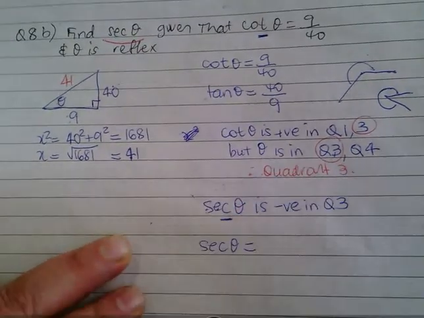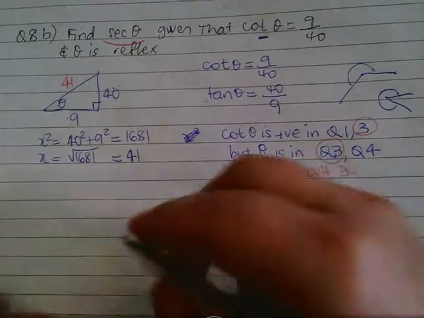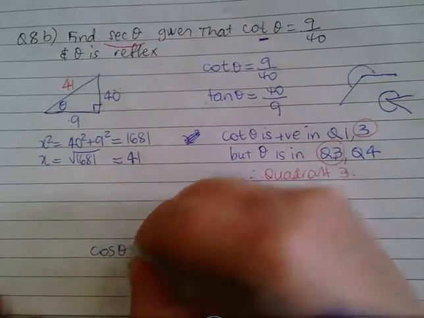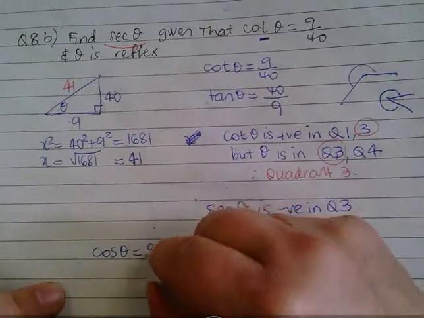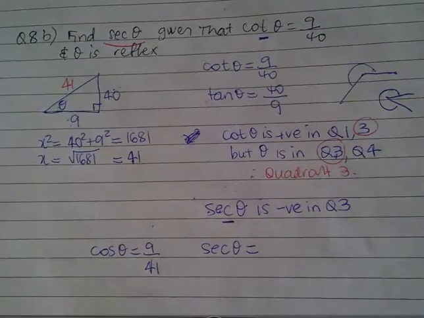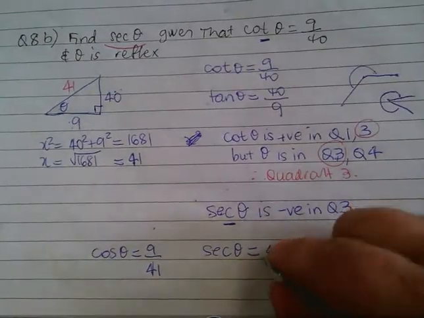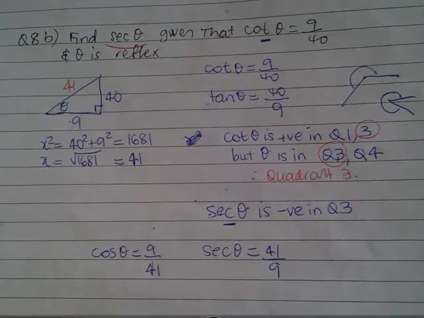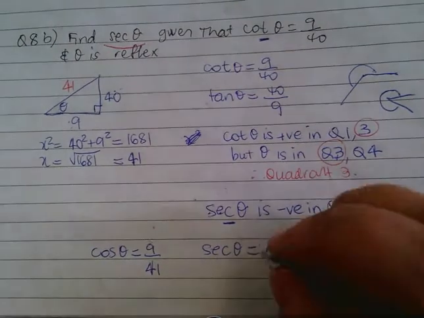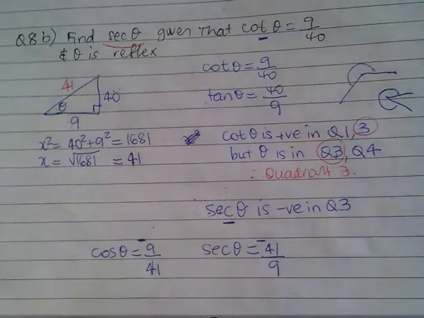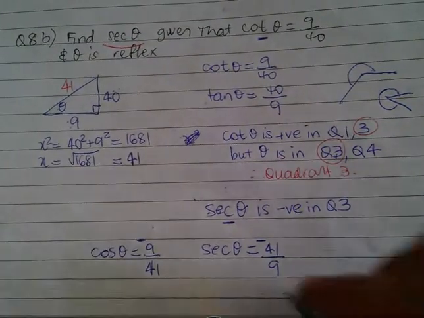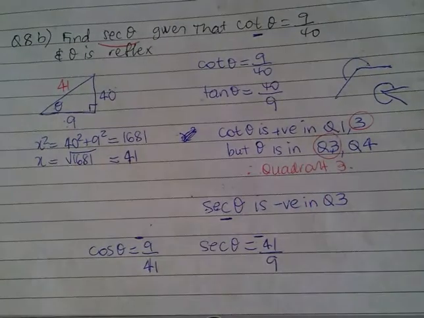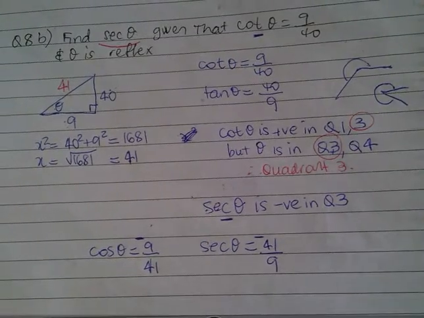So sec theta is, you know what, if you want, do cos first so you don't get mixed up. So what would cos be? 9 on 41. So what's sec? 41 on 9. Okay. Isn't it negative? Thank you. Good girls. Very good. Negatives. Make sure you can see the negative. So it's negative 41 on 9.